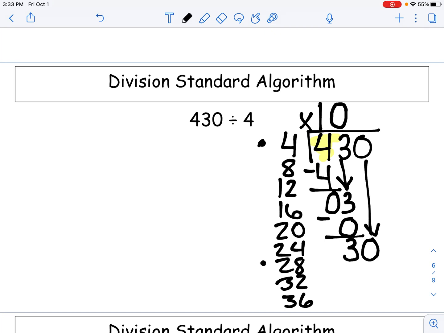Closest I can get without going over is 28. So that's going to be 7 groups on top. Multiply. 7 times 4 is 28. Subtract. Nothing to bring down, but I have 2 left. So I have a remainder. Remember, 2 left out of the 4 I need for a group. So today what you're working on is you're going to see a 0 in your answer, and you're going to have a remainder 2. So there's going to be 2 tricky parts.